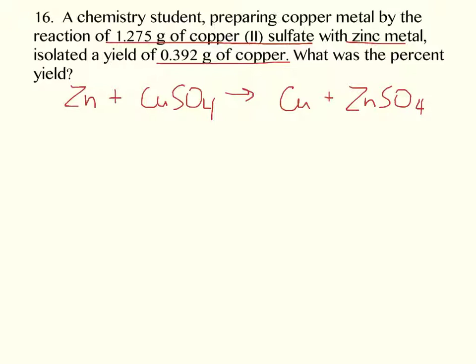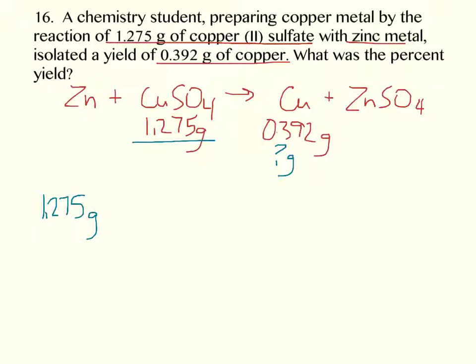We started with 1.275 grams of the copper 2 sulfate with some unknown amount of zinc. We ended with 0.392 grams of copper. What we're trying to figure out is how close were we when we made that 0.392? Were we right on the mark? Did we get too much? Did we get too little? So the stoichiometry problem is actually starting with the 1.275 grams and figuring out how much copper we were supposed to make, and then we're going to compare it to how much copper we actually did make.